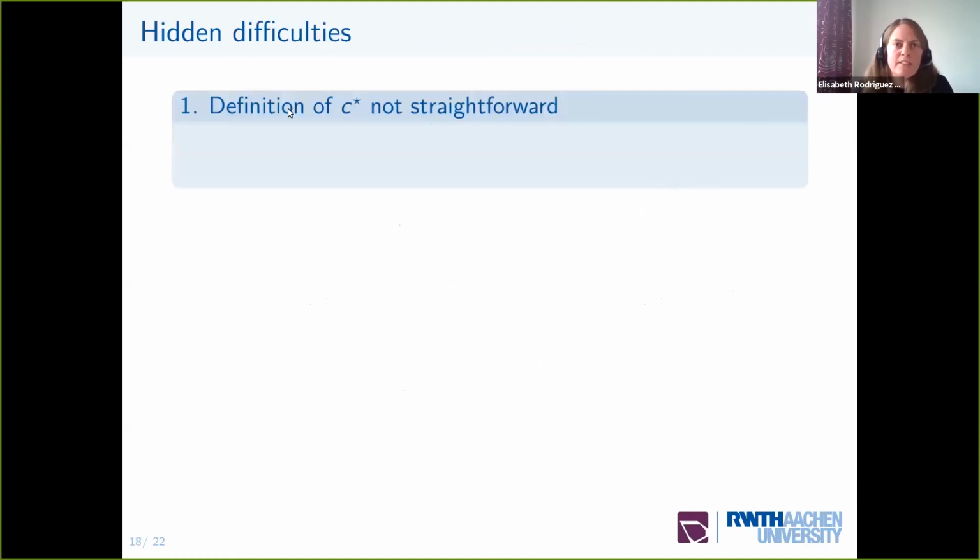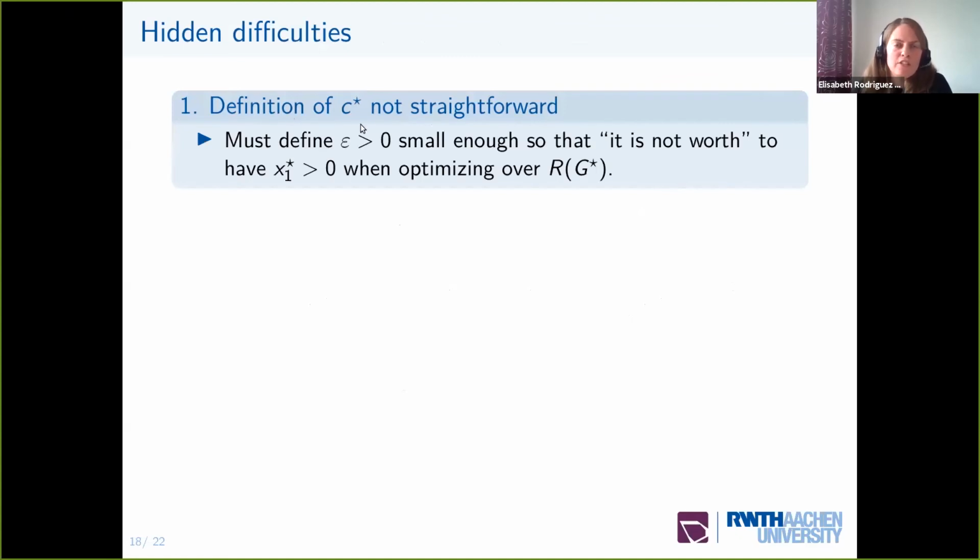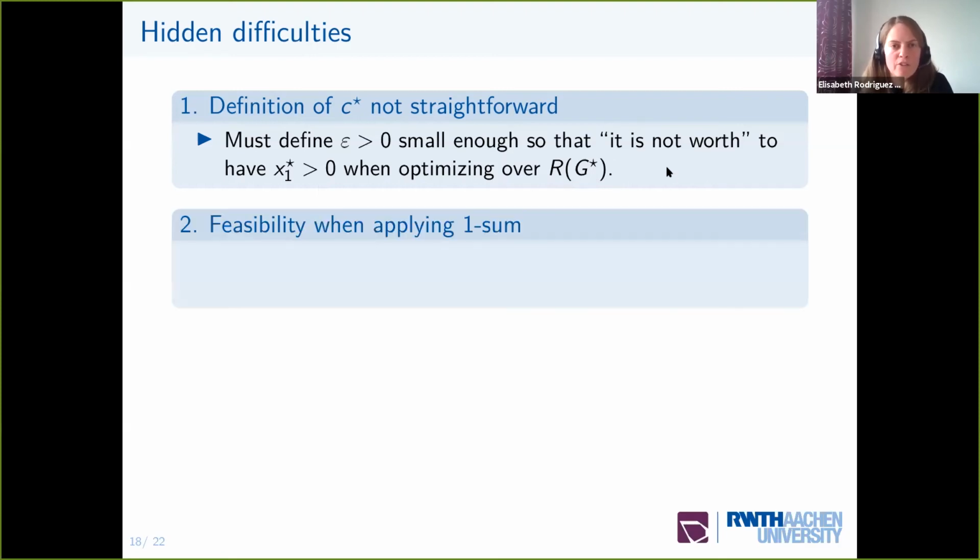Other difficulties are that the definition of the objective function is not straightforward. So among others, we have to define this value epsilon small enough so that it's not worth to give a value different than 0 to node 1 when we optimize over the relaxation, but we don't know this relaxation, so this takes some effort.